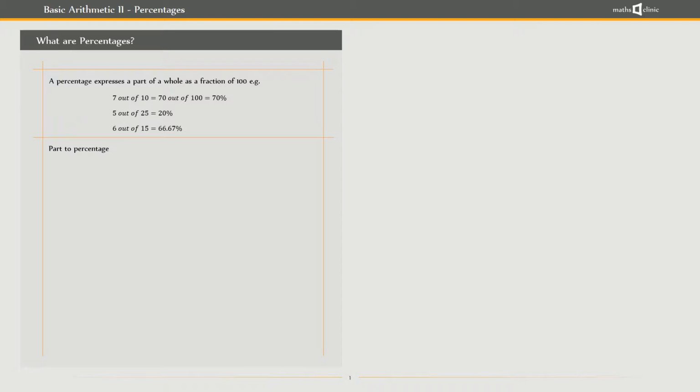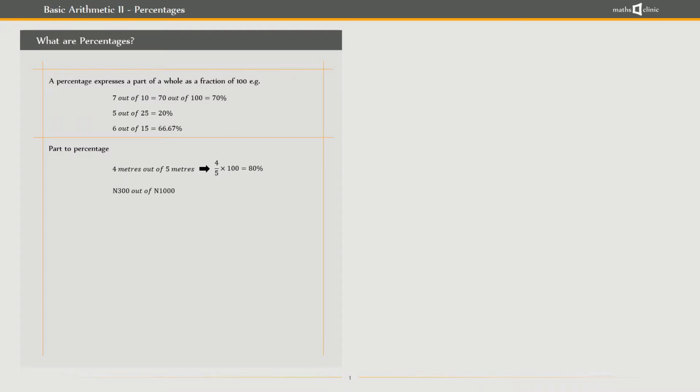If you have a given quantity and a part of that quantity, and you're asked to convert this to a percentage, this is how you go about doing so. For example, you could have 5 meters of wire and cut 4 meters out, and then you could be asked to express 4 meters as a percentage of 5 meters. What you do is you write this out as a fraction. You have 4 out of 5, and then you multiply by 100.